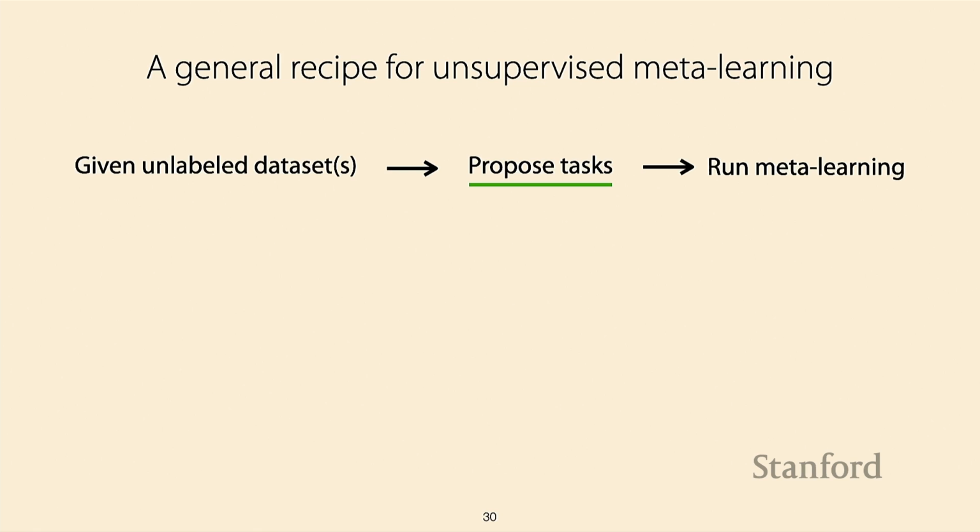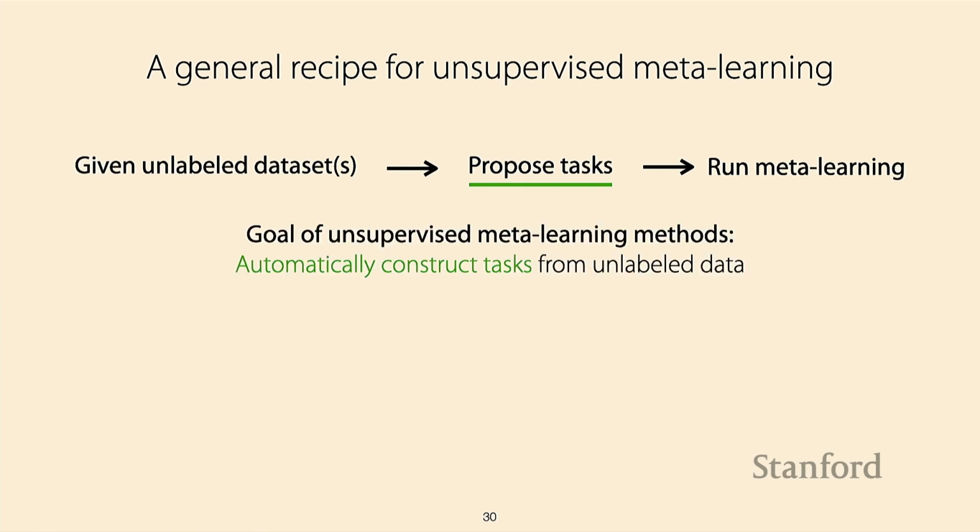Of course, the key step here is this middle step. Given unlabeled data is just a given. Running meta-learning is what we've already talked about over the past few weeks. So the big question is, how do we propose tasks? And our goal will be to try to automatically construct tasks from unlabeled data.